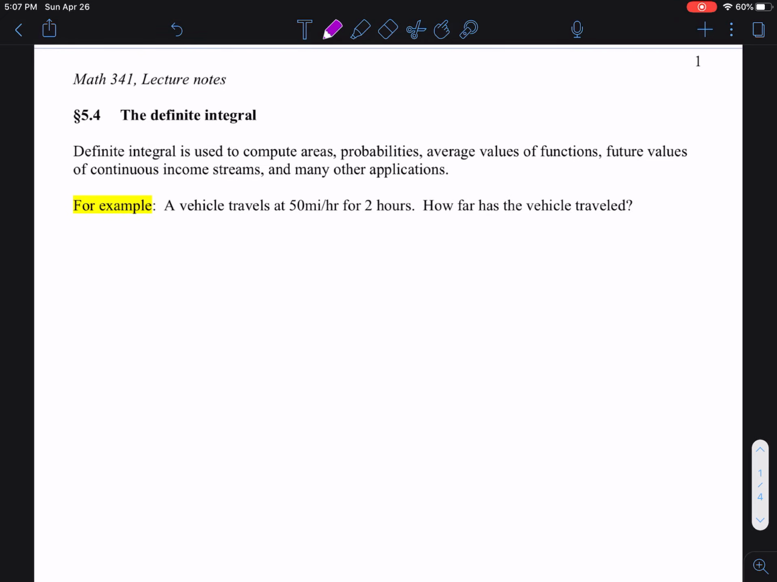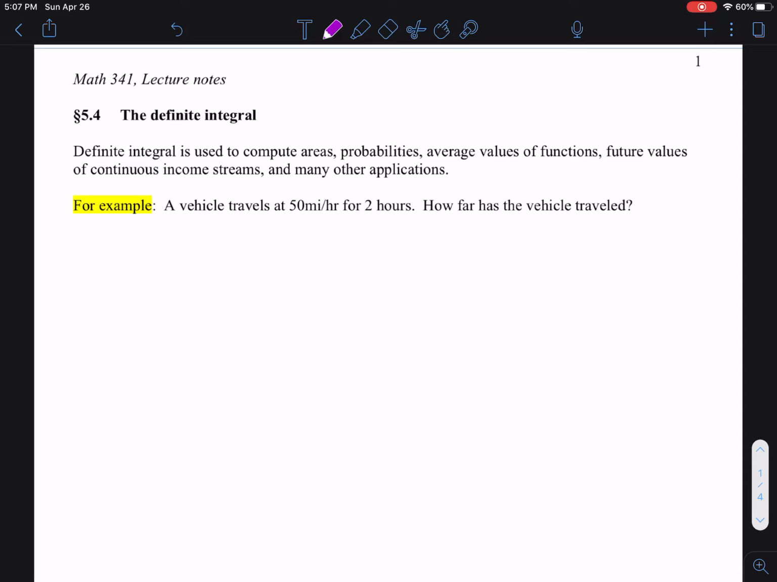Alright guys, so in this video, we're going to briefly introduce the concept of the definite integral. So pretty much we're going to try to briefly explain what a definite integral is. In the next video, or in the next lesson 5.5, we're going to discuss how to evaluate definite integrals. Up to this point, we learned how to evaluate indefinite integrals. And now we're going to look at definite integrals.